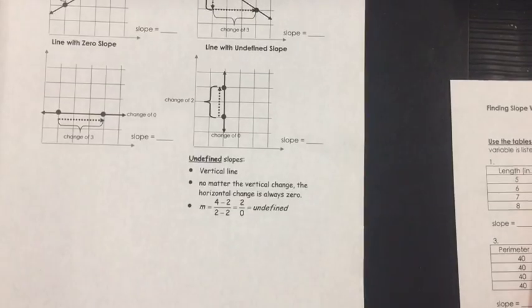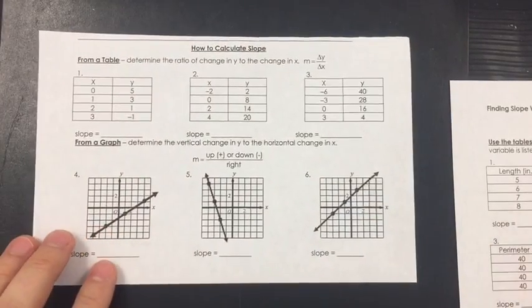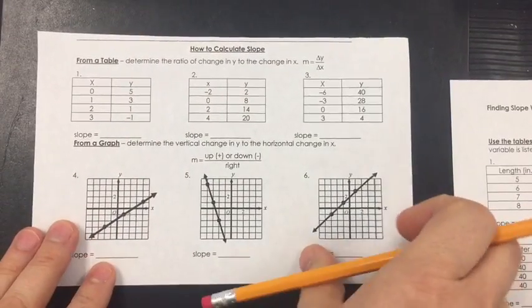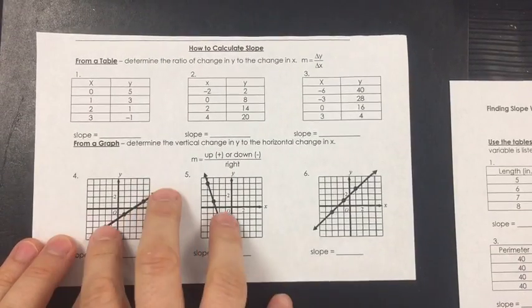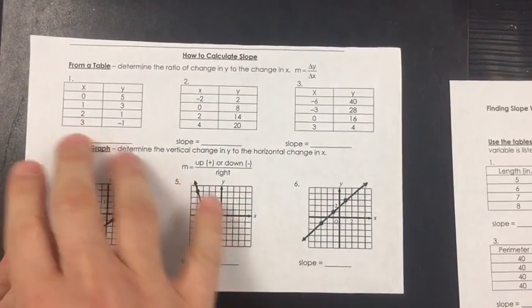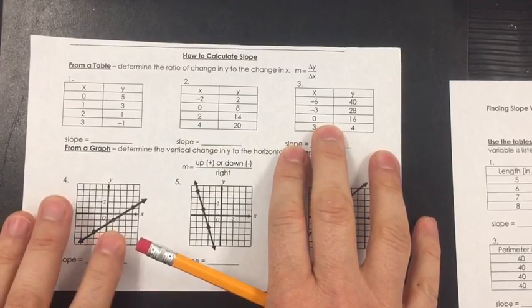Okay, now let's go to the little bitty paper, which means we don't have many notes today, which is good. So we're going to practice different ways of calculating the slope. If you have a table, or even if you have ordered pairs, if you have at least 2 ordered pairs, you can calculate the slope.